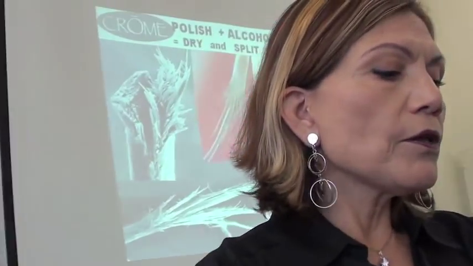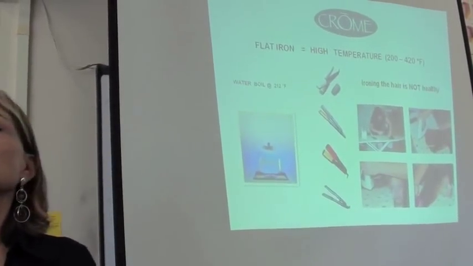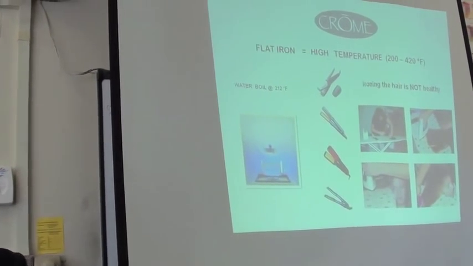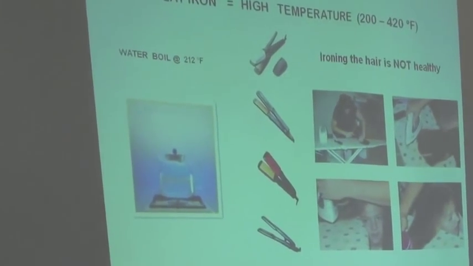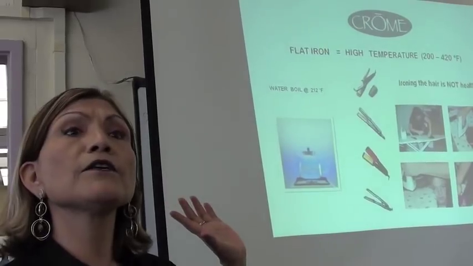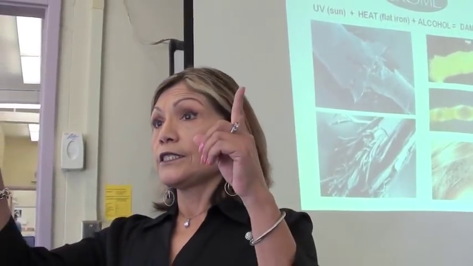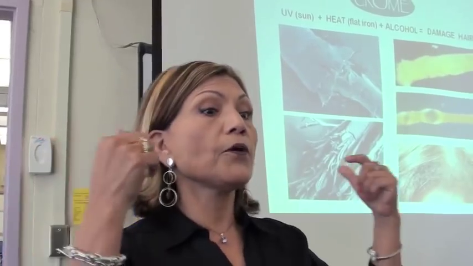This is a picture where we talk about polish plus alcohol plus flat irons. Can you see? Ouch! How much damage is on the hair? This is the flat irons. Any type of flat iron, ceramic, ionic, everything is gonna reach 400 Fahrenheit. So if you use alcohol in the products and you use any type of flat iron, you're still gonna damage the hair. We have UV lights. UV lights are gonna damage, and the heat is gonna damage our hair.